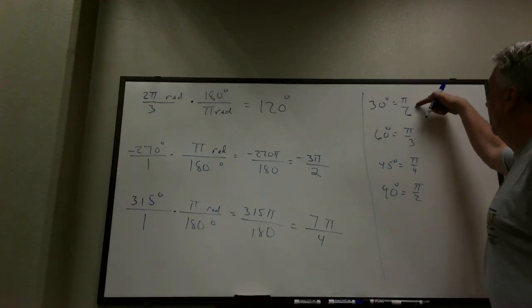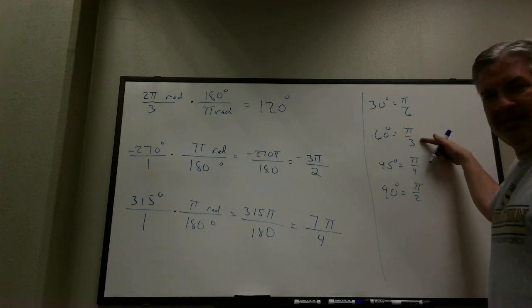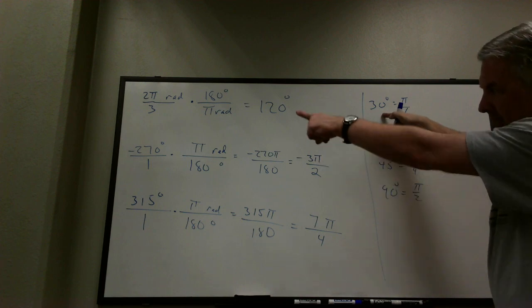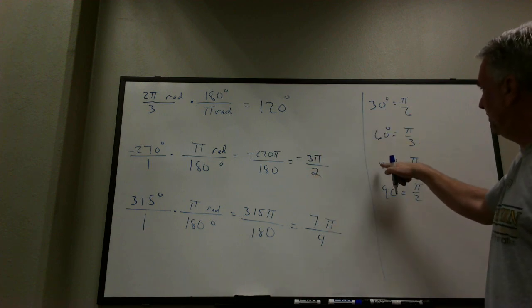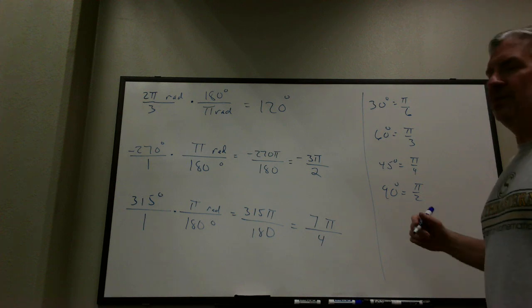So 30 degrees is pi over 6 radians, 60 degrees is pi over 3 radians. That's easy to remember. If you do the procedure we just did on 30 degrees and 60 degrees and 45 degrees and 90 degrees, this is what you would get. But you may just want to memorize it.